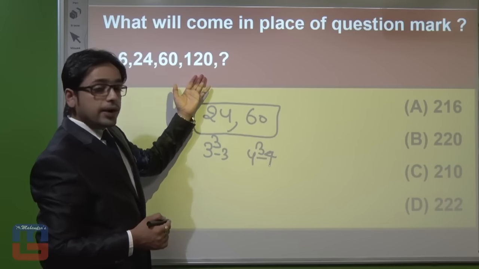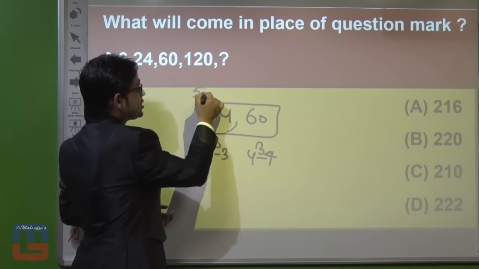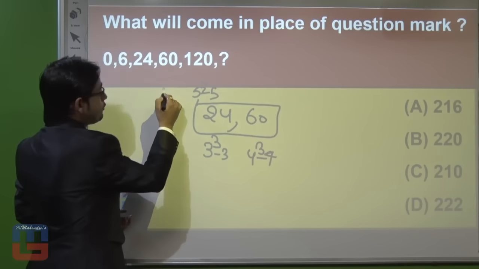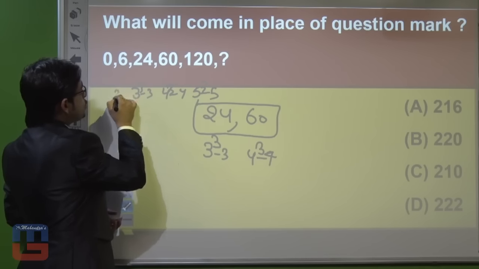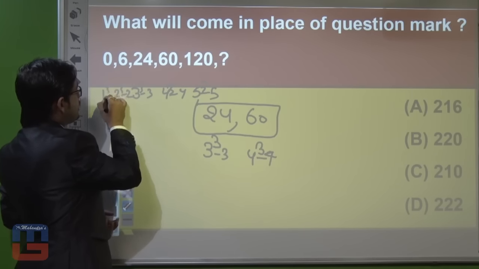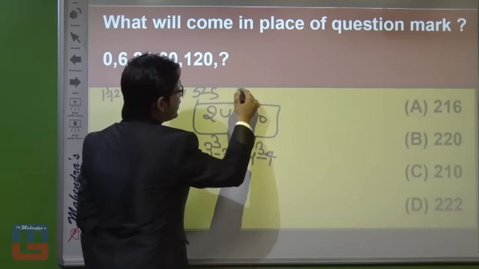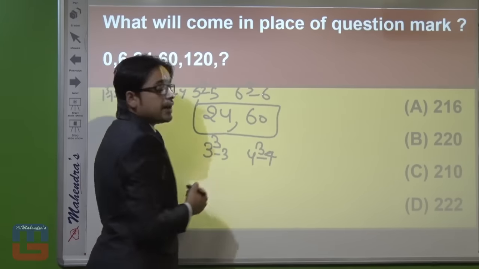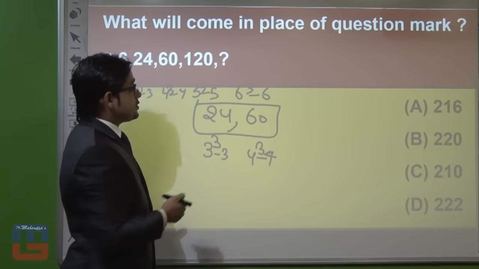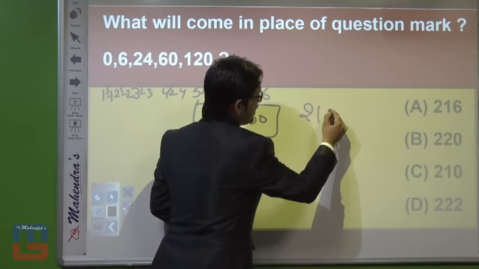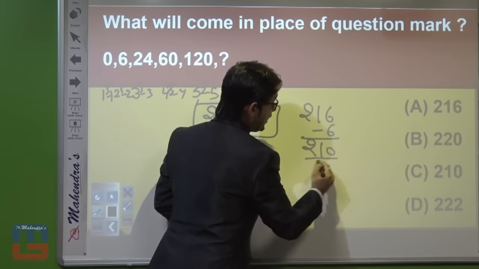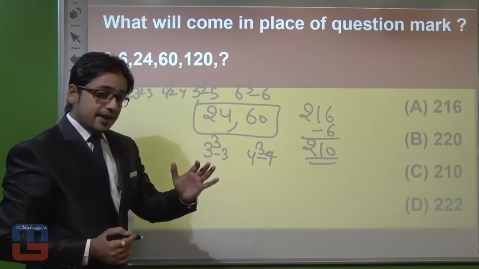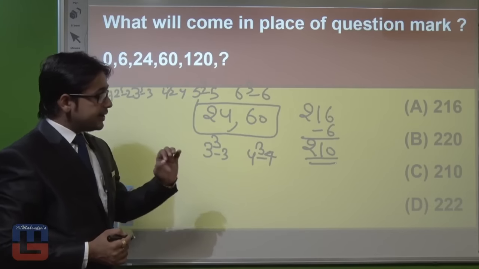Like 120 is 5 cube minus 5. Here 4 cube minus 4. Again 3 cube minus 3. First 2 cube minus 2. And first will be 1 cube minus 1. So next will be 6 cube minus 6. If you cube 6, the cube of 6 is 216, and minus 6, you will get 210. So the right answer to your question will be 210.